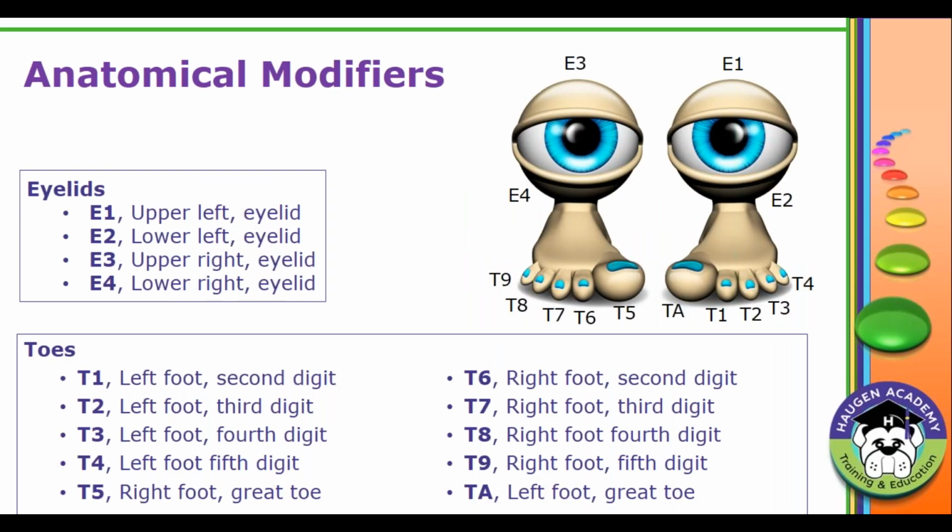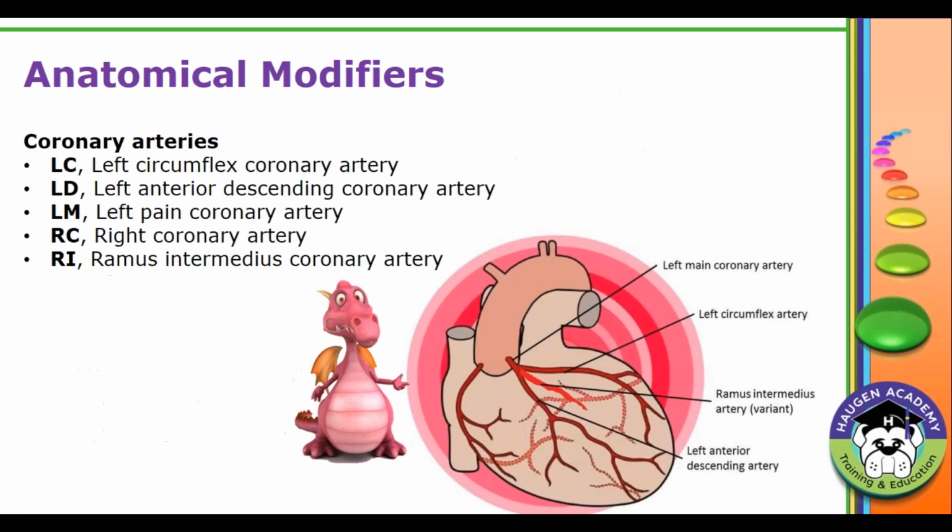The anatomical modifiers, I think these are fairly straightforward. I almost didn't put these in my presentation, but I wanted to be able to use this awesome picture of this guy who just has eyes and toes. These are the anatomical modifiers. These are HCPCS modifiers, but they do happen to be in the CPT book. Pretty straightforward. You've got modifiers for upper and lower eyelids on the left and right side, and you have a modifier for each individual toe. I've had people complain to me about the way that they're numbered, and don't take that up with me. I didn't number them, but I agree, it's messed up.